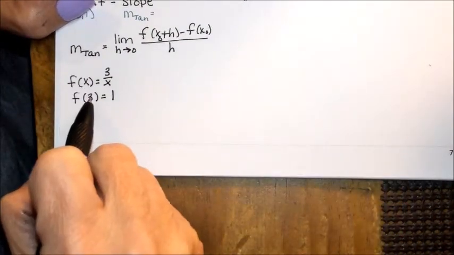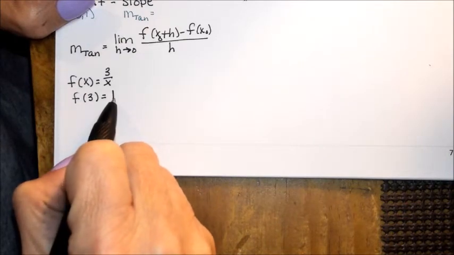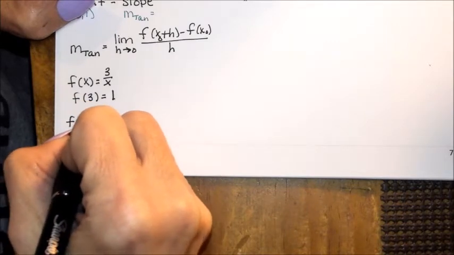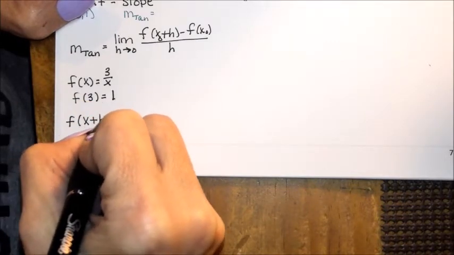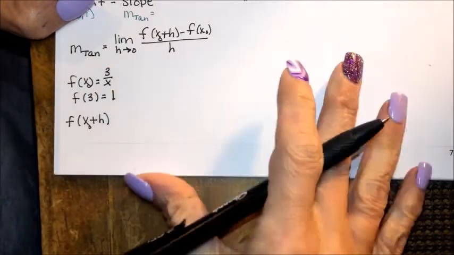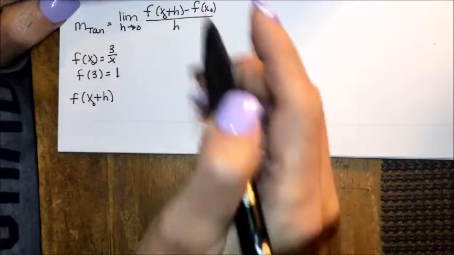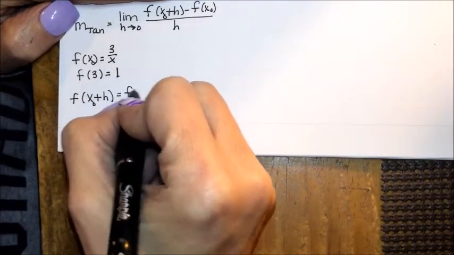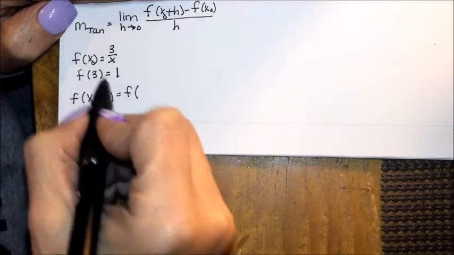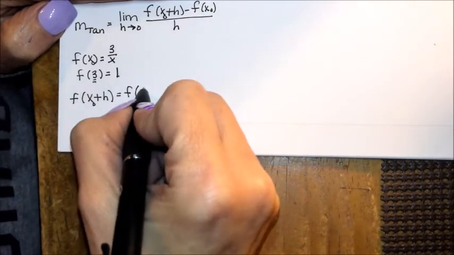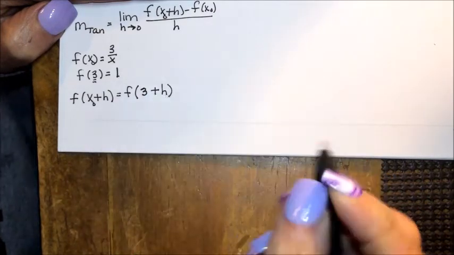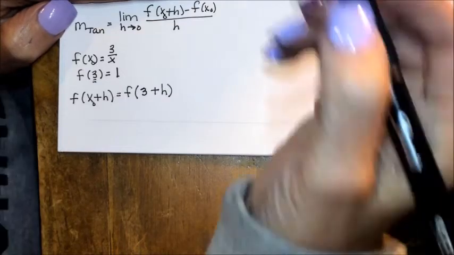I know f of 3 is 1. So be thinking about what's going to go here. Now I need to know what is f of x plus h. I guess I should put my nots in there. f of x plus h, so that would be f of... what is x naught? That's right there, that's 3. So 3 plus h.